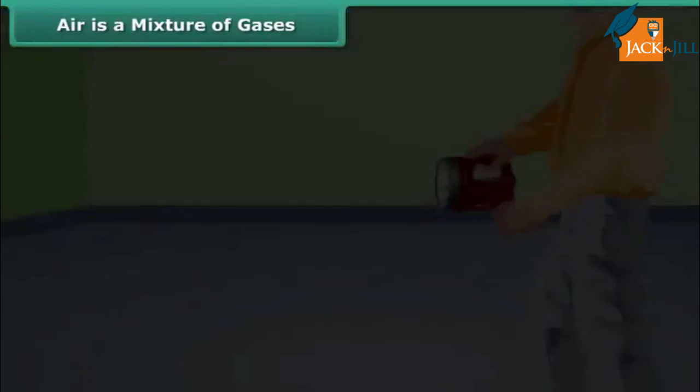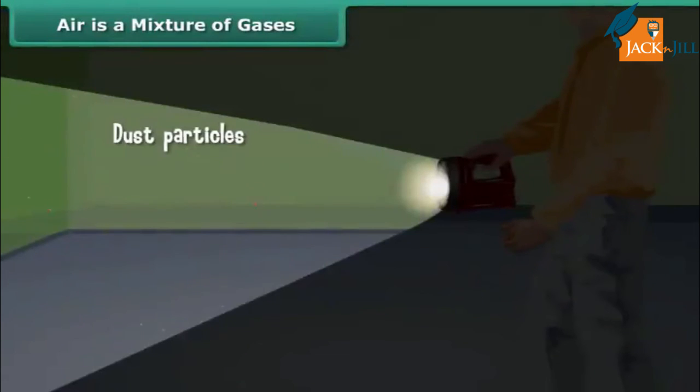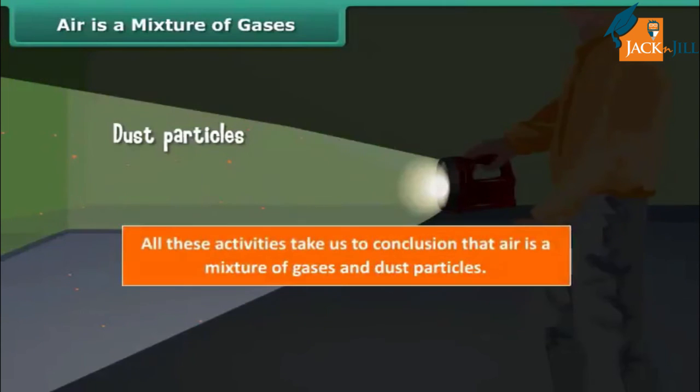Put your torchlight on while walking through a dark place. You will see tiny shining particles moving in the beam of the torchlight. These are the dust particles present in air. All these activities bring us to the conclusion that air is a mixture of gases and dust particles.